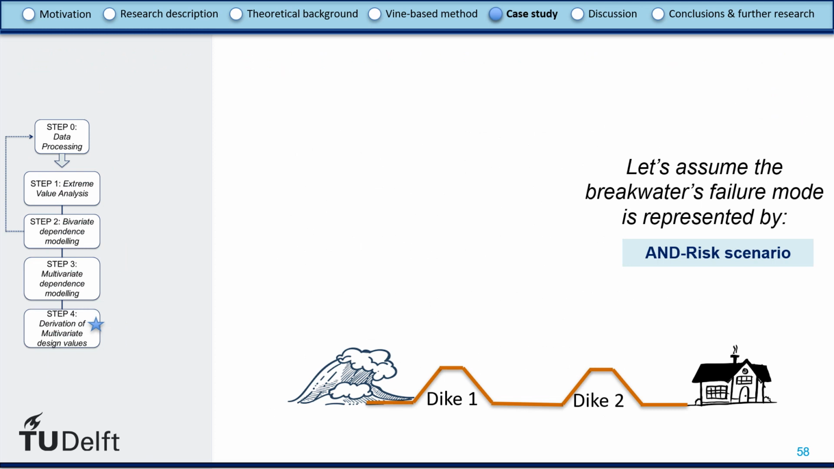Before going deeper into step 4, let's assume that the breakwater's failure mode is represented by an end risk scenario. An example of an end risk scenario is depicted below. If this house were to be flooded, then dike 1 and dike 2 would have to break for the house to be flooded. So basically, this failure is represented by the end risk scenario.